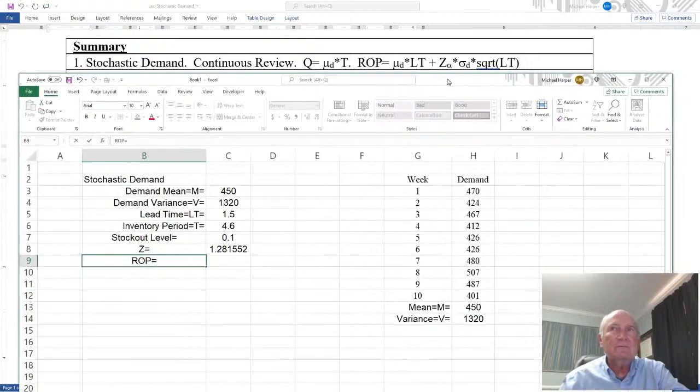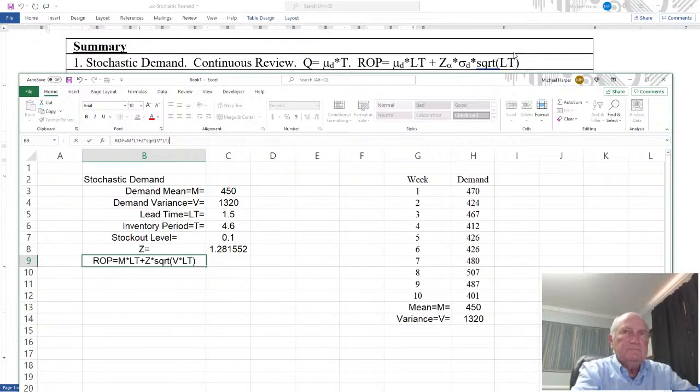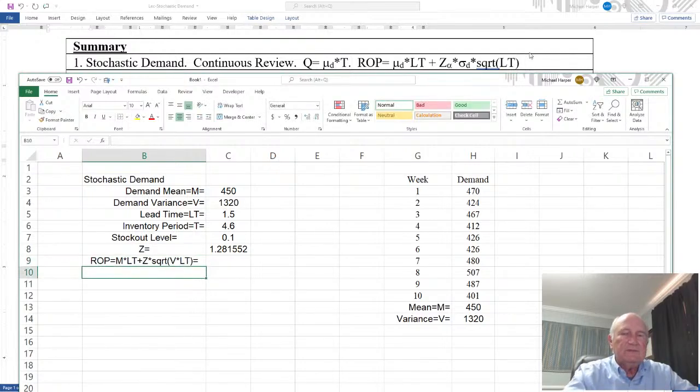Bring this back. ROP is going to equal the mean times the lead time plus the z times, well, it's going to be the variance, but let's bring the variance under the square root and say the square root of the variance times the lead time. Okay, and so there's our equation.